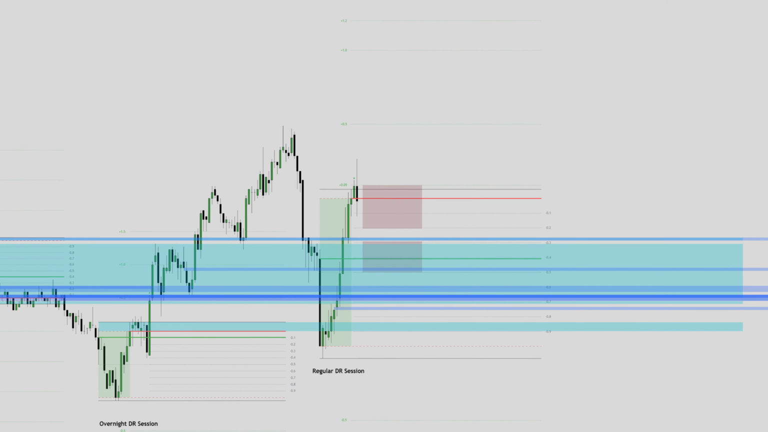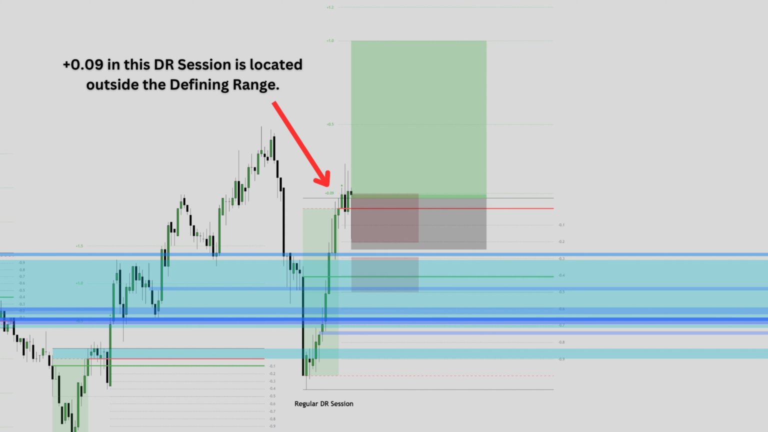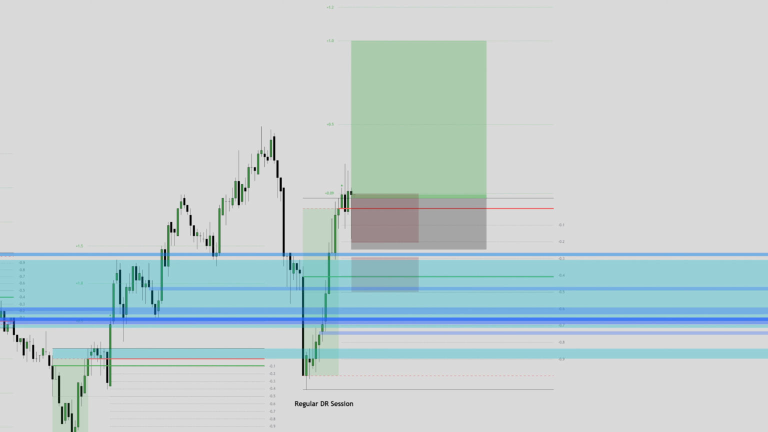Price starts to retrace back into the defining range, and right at the 10:45 a.m. candle, it offers your first entry. Remember, we have an 83.3% probability for a retracement back into the defining range at least. This explains why we don't want to enter at the plus 0.09 level, as it's located outside the defining range. Small but crucial detail that can make a huge difference over the long run. Your position gets filled and the trade is running.